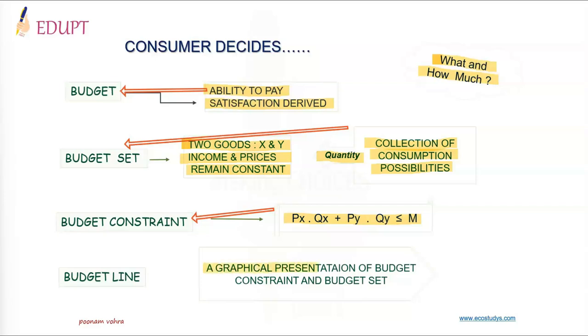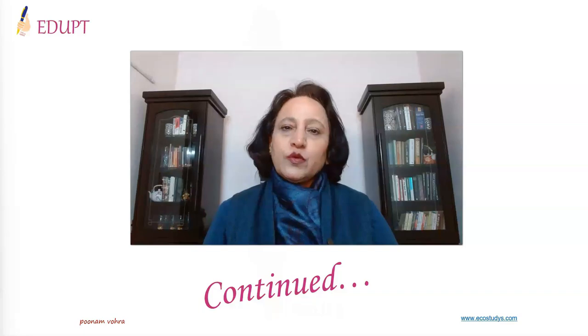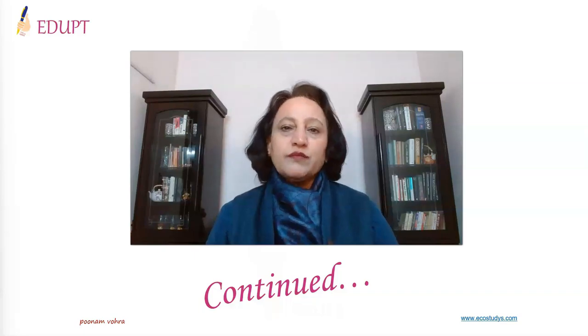A graphical presentation of budget constraint and budget set, that is the whole collection of the combinations of two goods which cost the consumer exactly his income when savings are zero, is called budget line. I hope you have understood some of the basic concepts that are very essential to know to understand the entire indifference curve analysis. With this, the session comes to an end, and the next session would focus on budget line.